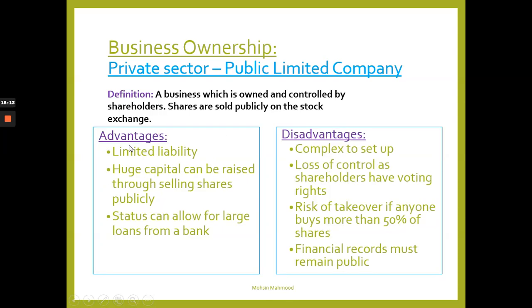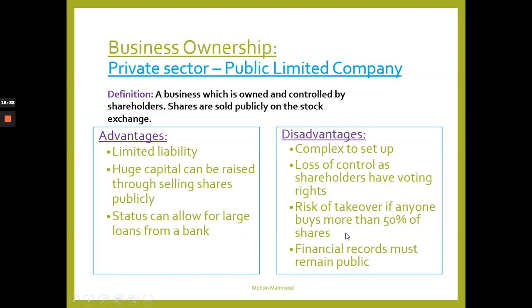So again, the advantages are very similar. Limited liability, huge capital can be raised through selling shares publicly, okay, on the stock exchange. The status can allow for large loans from a bank if they wish to, or if they needed to do that. And disadvantages are similar again, complex to set up, loss of control as shareholders have voting rights, and there's a risk of takeover if anyone buys more than 50% of shares.